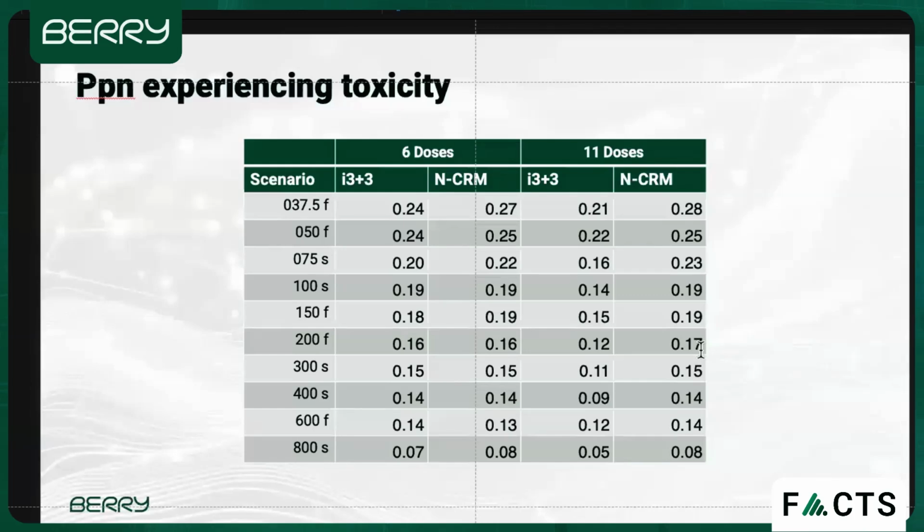In terms of experiencing toxicities, these are broadly similar. In the I3+3 with 11 doses, the proportion of toxicity goes down the higher the MTD is up the dose range because we're doing more testing. More of our subjects are being used on low toxicity doses. Whereas the NCRM, although with 11 doses it has a higher proportion of toxicity than the I3+3, we can see actually all it's doing is mimicking the proportion of toxicity in the 6 dose case because it's using the same escalation.